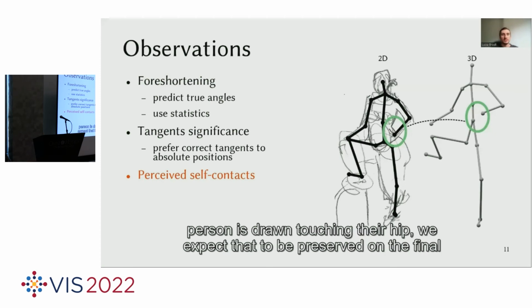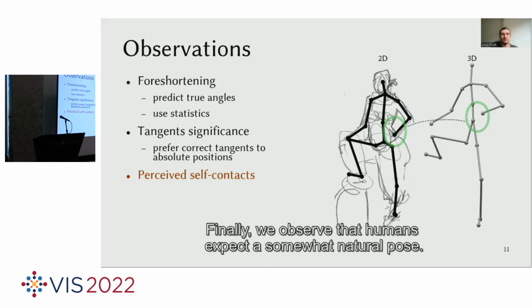Here, a person is drawn touching their hip. We expect that to be preserved in the final reconstruction. Finally, we observe that humans expect a somewhat natural pose.